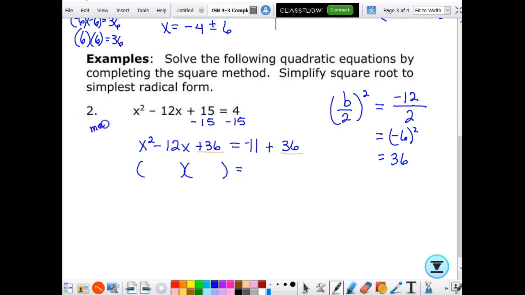So let's see, move the c. I didn't really do a good job writing down the steps. Do your b divided by 2 squared.